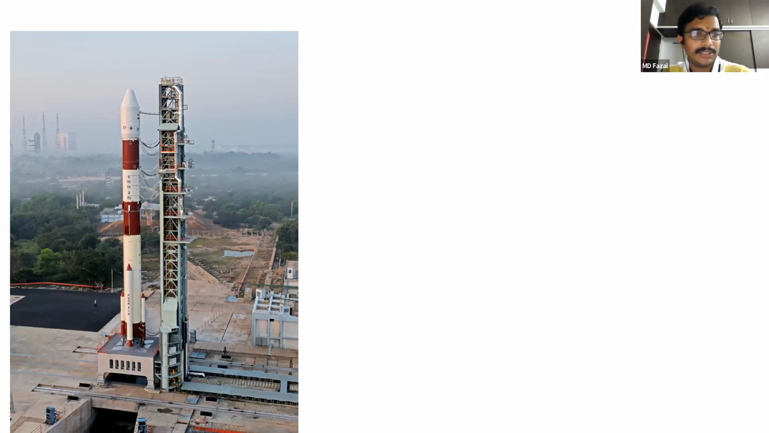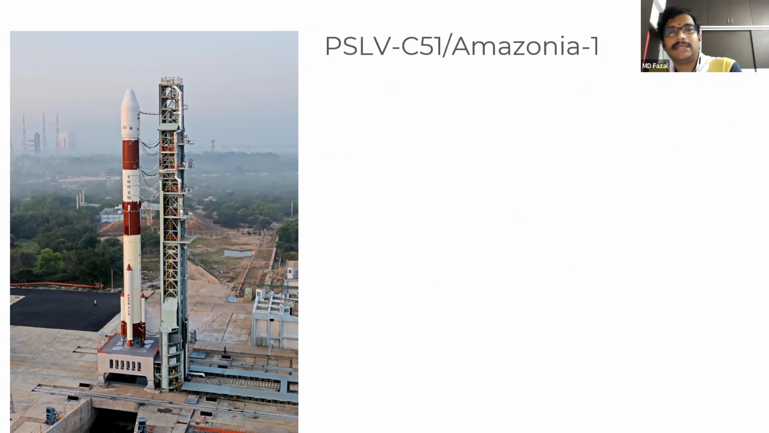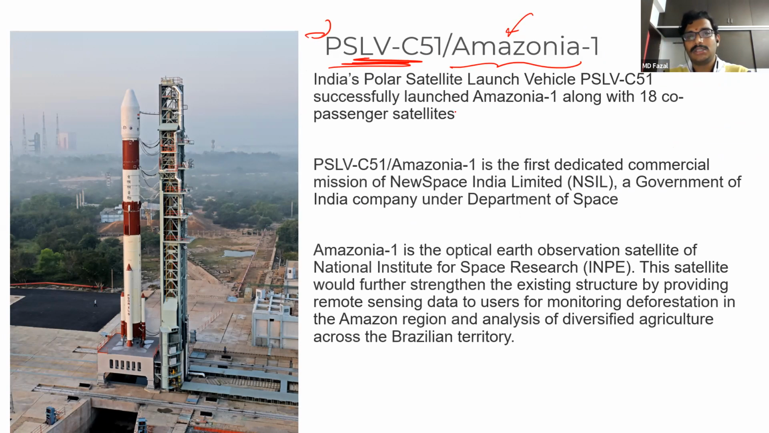this is one application which is launched by ISRO. The name of the satellite is Amazonia 1. PSLV C-51 is the launch vehicle. The one important payload is Amazonia 1. This is launched to study Amazon forest. Where is Amazon forest? Brazil. To study Amazon forest is very important from our environmental perspective.